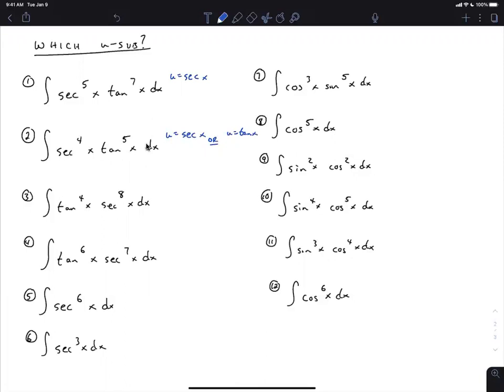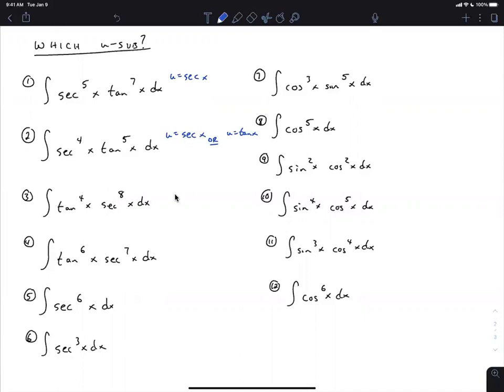Okay, any questions? All right, so the next one, u equals secant. If we do that, du is secant tangent. That's going to leave 3 tangents and 7 secants. We don't care about secant at that point because u would be secant, but the fact that tangent's odd is bad, and so u equals secant does not work well.